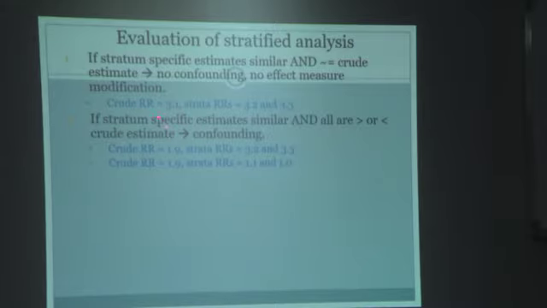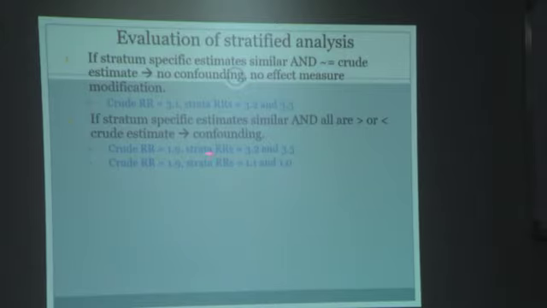In other words, if the stratum specific estimates are similar, as we've seen here, 3.2 and 3.3, and are also similar to the crude, there is no confounding. But if they are similar to each other, but different from the crude, either bigger or smaller, that is when there is confounding.